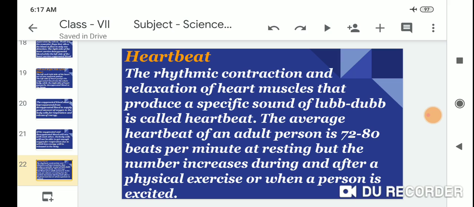Heartbeat. The rhythmic contraction and relaxation of the heart muscles, with a periodic and specific lub-dub sound, is called the heartbeat. The average heartbeat of an adult person is 72 to 80 beats per minute at rest, but the number increases during and after physical exercise or when a person is excited.